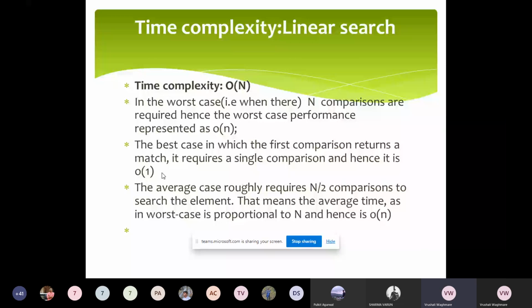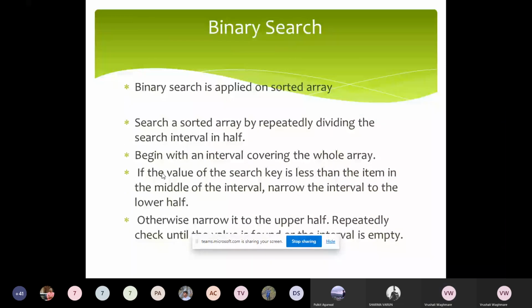Any doubt in the linear search algorithm? Ma'am, there are only three cases, best, average and worst, right? Nothing else? Yes, there are three possibilities, but we just check for best and worst case. Average case is not applicable for all the things. So we have to check these two conditions, best and worst case.